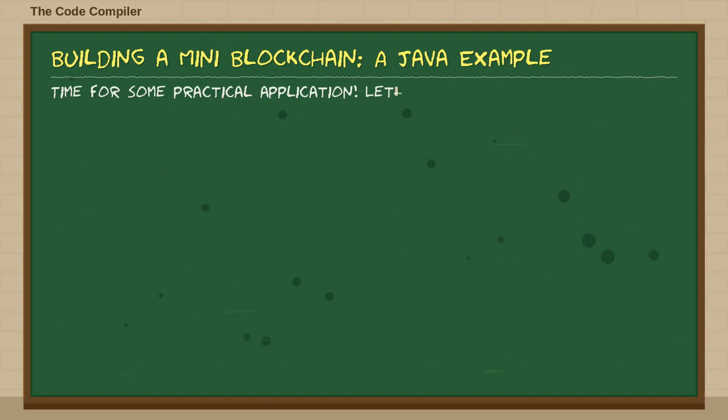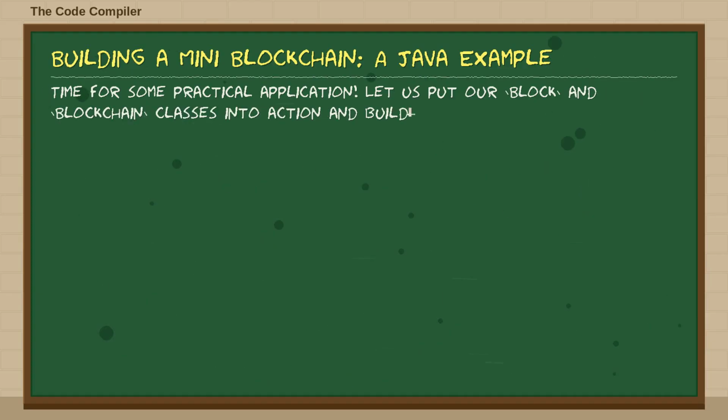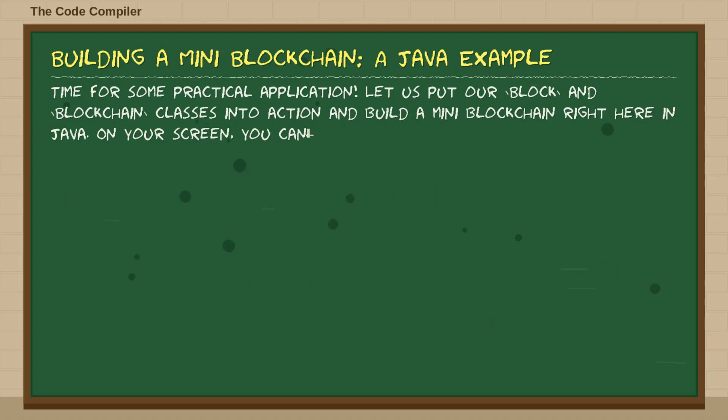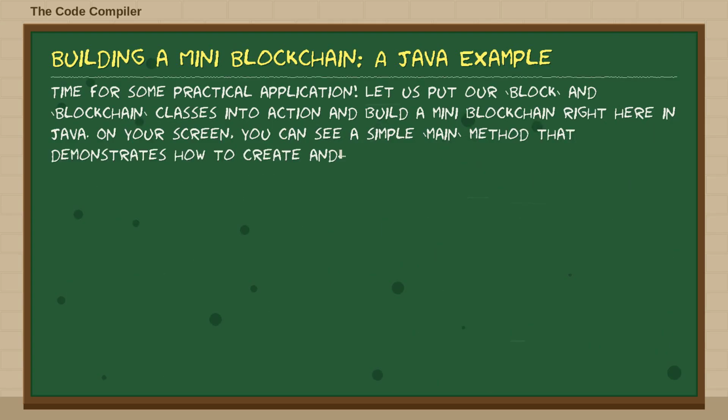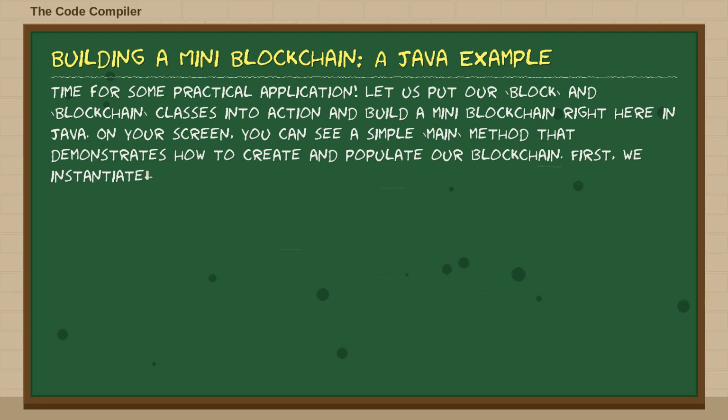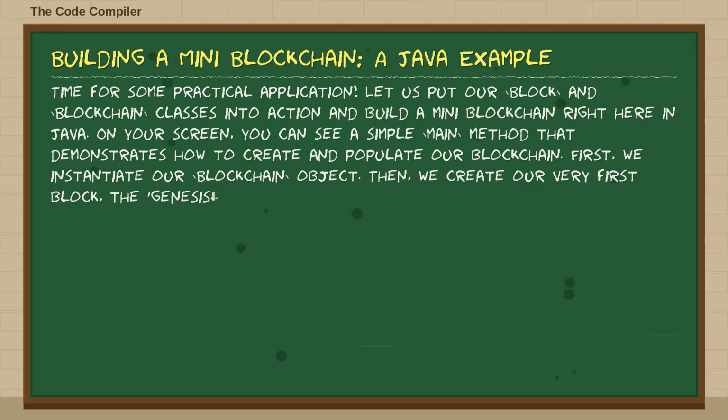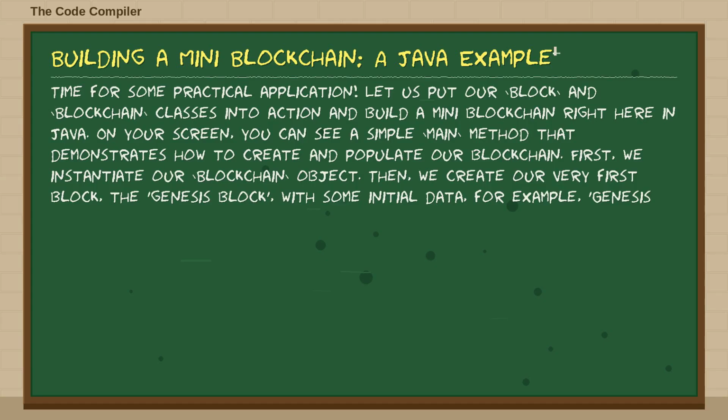Time for some practical application. Let us put our block and blockchain classes into action and build a mini blockchain right here in Java. On your screen, you can see a simple main method that demonstrates how to create and populate our blockchain. First, we instantiate our blockchain object. Then, we create our very first block, the Genesis block, with some initial data, for example, Genesis block data. We add this to our blockchain.